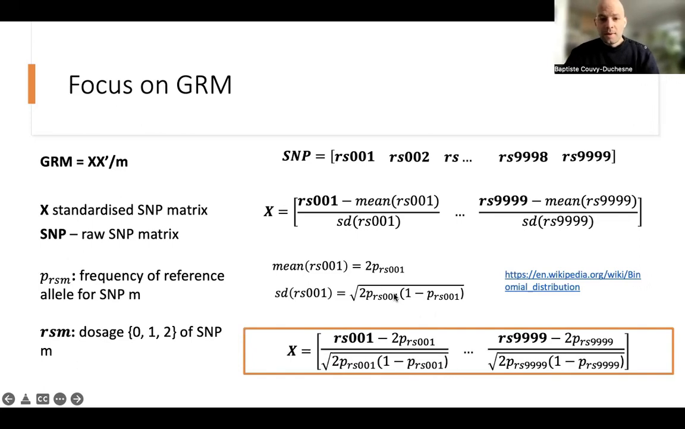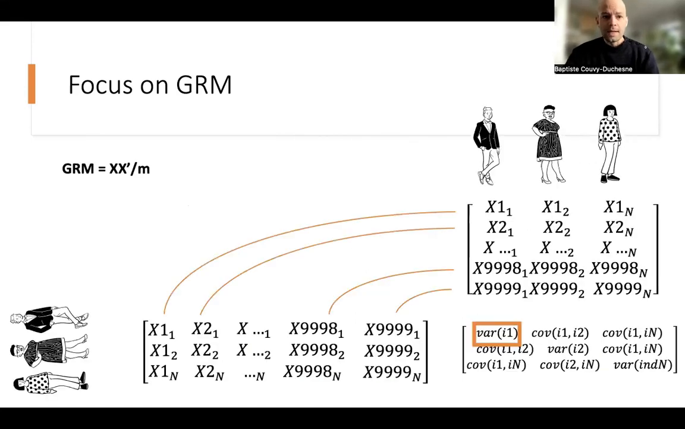So this means that we can replace this in the formula and get our formula for the matrix X, our standardized SNPs. All right, X times its transpose. So we've got X at the bottom here, where each individual corresponds to a row.